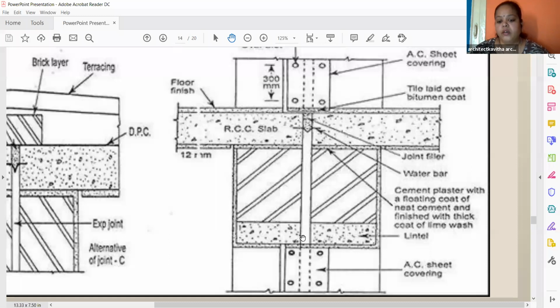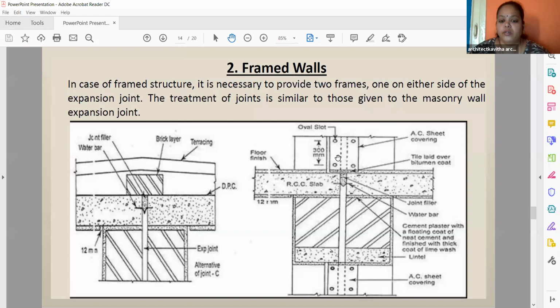Here also you can give a water bar if you want, if your lintel is more. Otherwise you can avoid it and continue with this plating, AC sheet, or it can be aluminum sheet, something like that. You get different materials in the market, so seeing your budget, you can choose whatever you want. Here they have given an oval slot, and the oval slot will help the movement to happen.